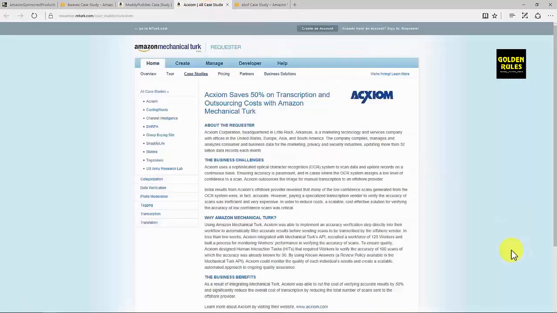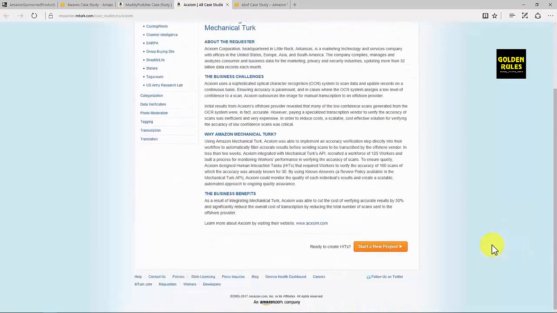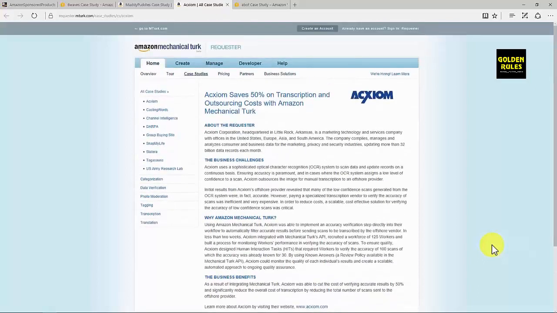Axiom. Axiom is a U.S.-based company that works with marketing and business data analysis. It processes over 30 million data records each month. Axiom's objective was to reduce the number of accuracy discrepancies caused by its optical character recognition system by outsourcing manual transcription of records to skilled human workers.